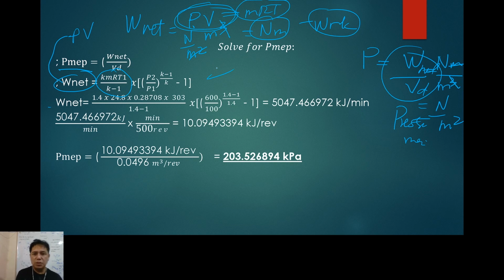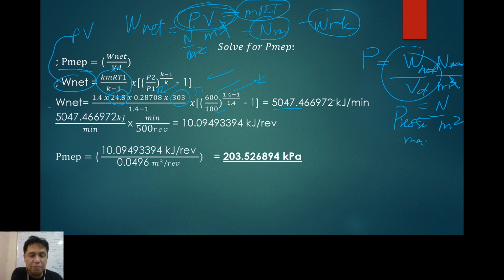When we substitute, all are given, right? The K is 1.4 for ideal air. M is there, the mass, then here is R, the gas constant, this is T1 in Kelvin, then K minus 1, then the pressure ratio, discharge pressure over suction pressure, to the power of 1.4 minus 1 over 1.4 because it's isentropic compression. So we will have this 5047 kilojoule per minute, right?